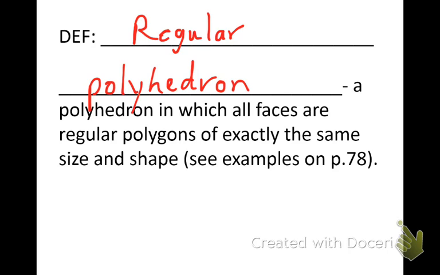You've got a tetrahedron. It's made of triangles. A cube made of squares. There's an octahedron, 8-sided, made of triangles. An icosahedron, that's 20 sides, it's made of triangles. And a dodecahedron is 12 sides, it's made of pentagons. Those are the only 5 regular polyhedra. No other combinations of shapes will fit together without there being gaps or spaces. So those are the 5.